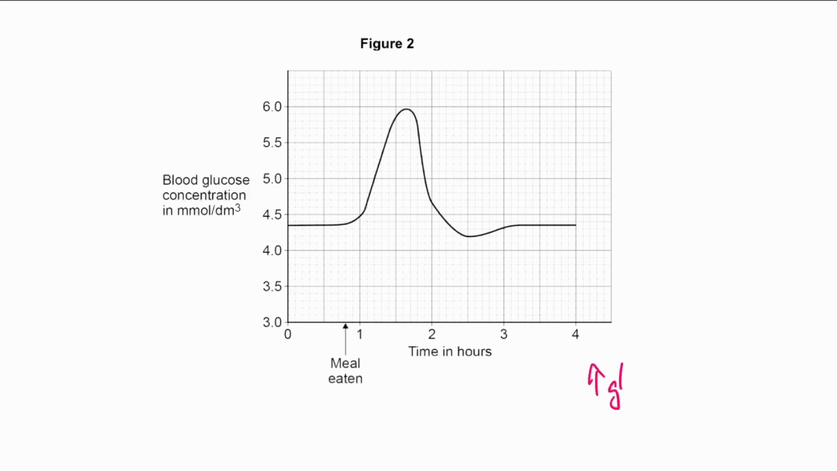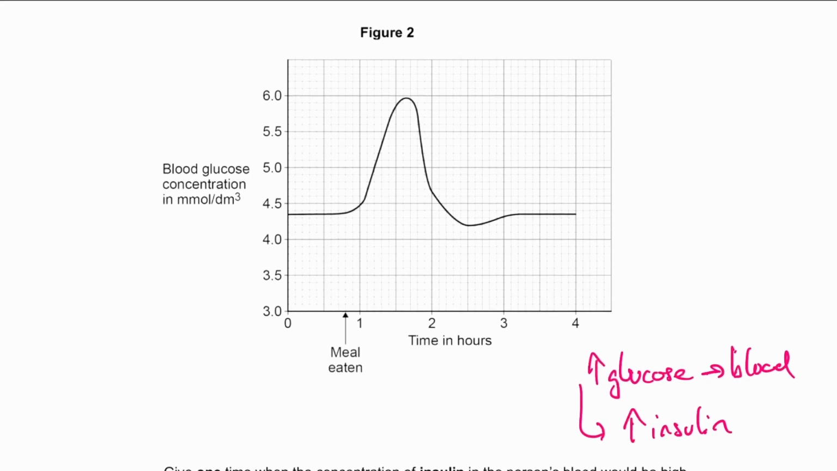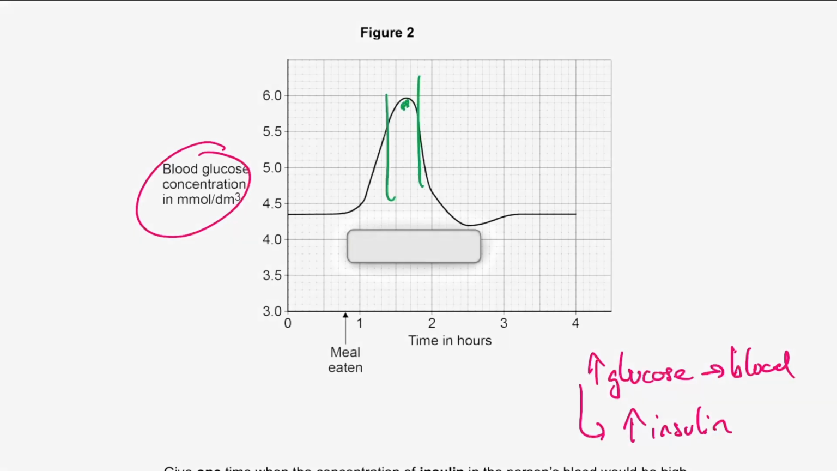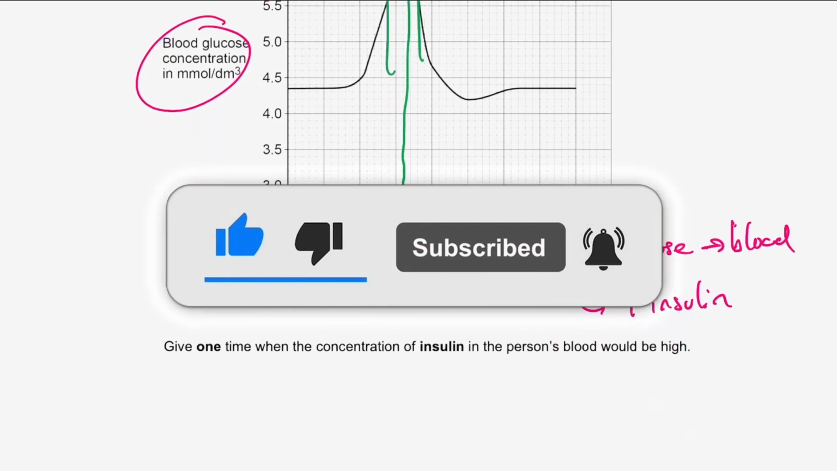So when we have lots of glucose in the blood, we need lots of insulin to regulate it. So in this case, it will be a direct correlation. Whenever the concentration of blood glucose goes up, you're going to have more insulin. So you can just read off the graph here. You can give one time, any time where this peak is, you could just select a time and say that it would be there. So I would say something like 1.7 would be fine.